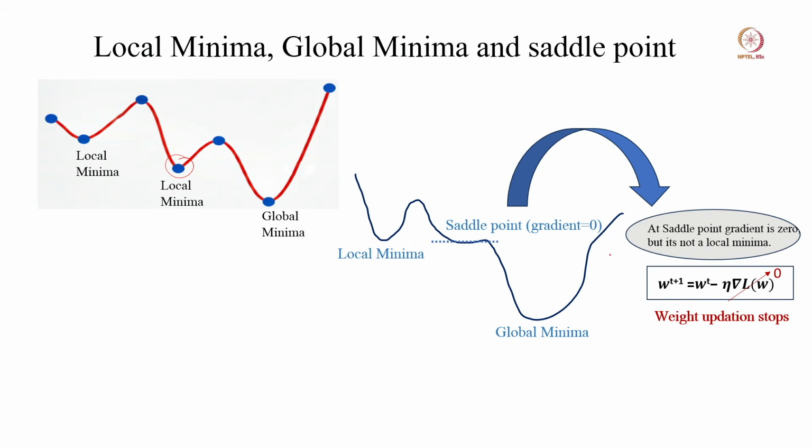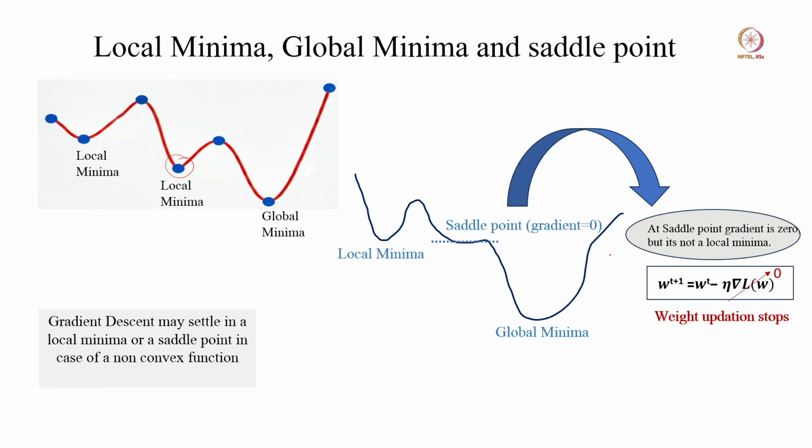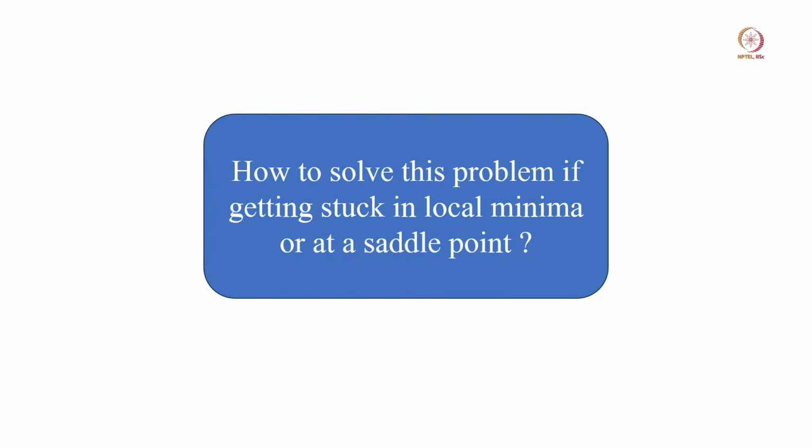For convex loss functions, the point of convergence will always be the global minima, but in this case it can get stuck in a local minima or at a saddle point. So, gradient descent may settle in a local minima or in a saddle point in case of a non-convex loss function. Now, the question arises how to solve this problem if we are getting stuck in a local minima or at a saddle point. This will be the topic of discussion in a subsequent lecture.